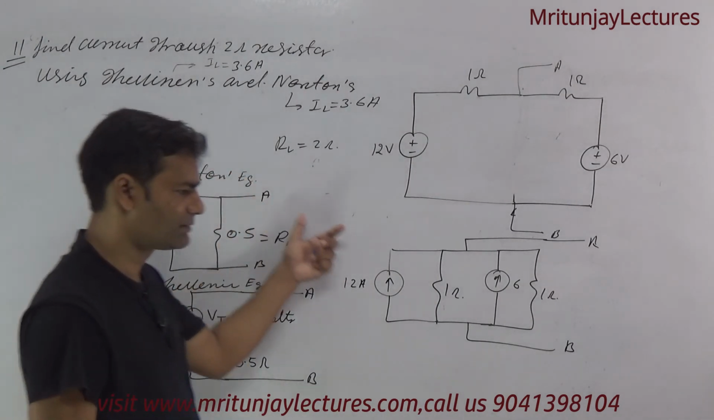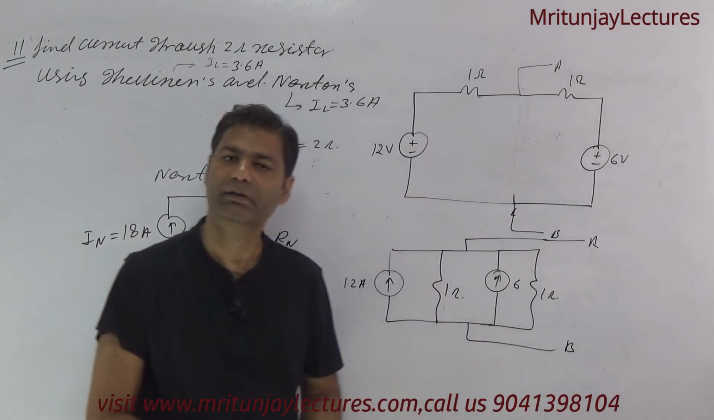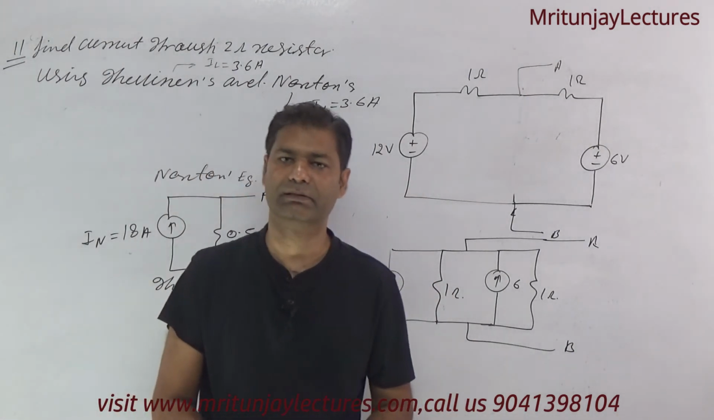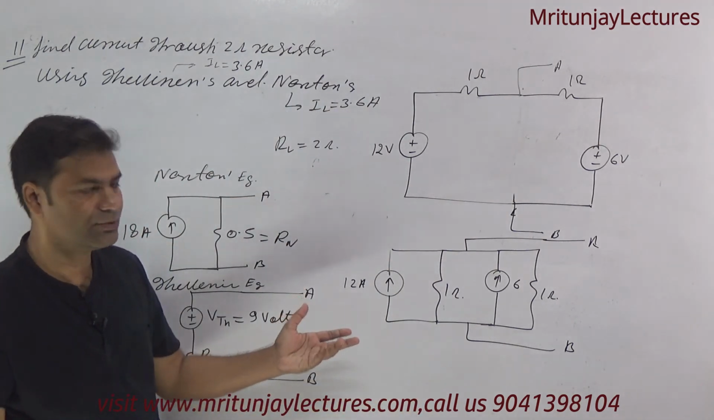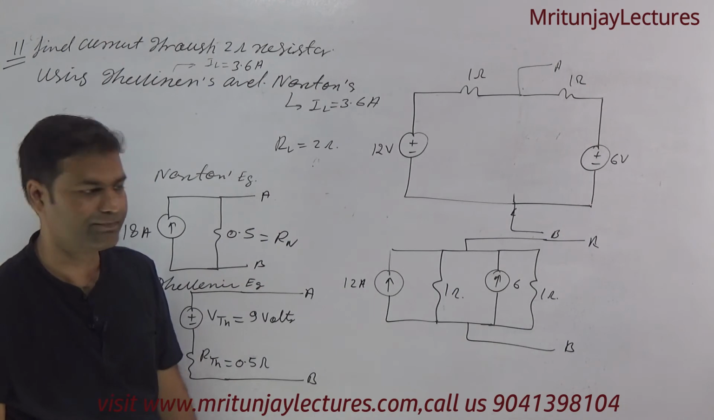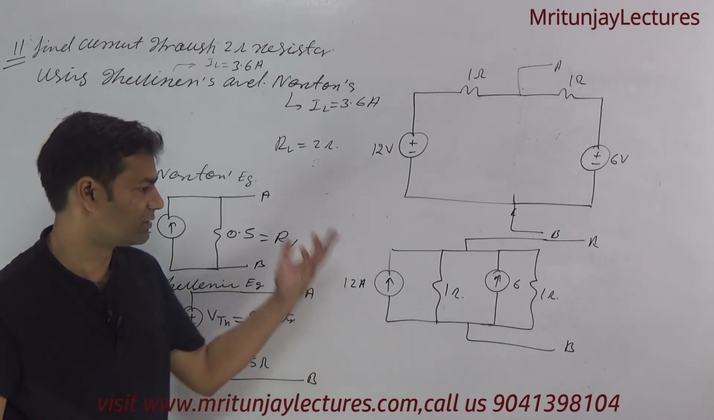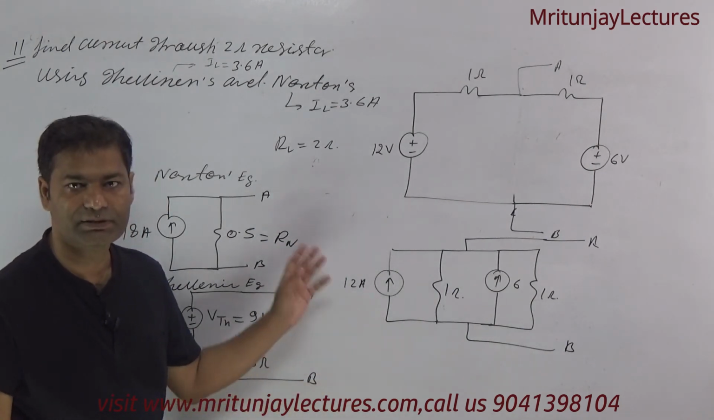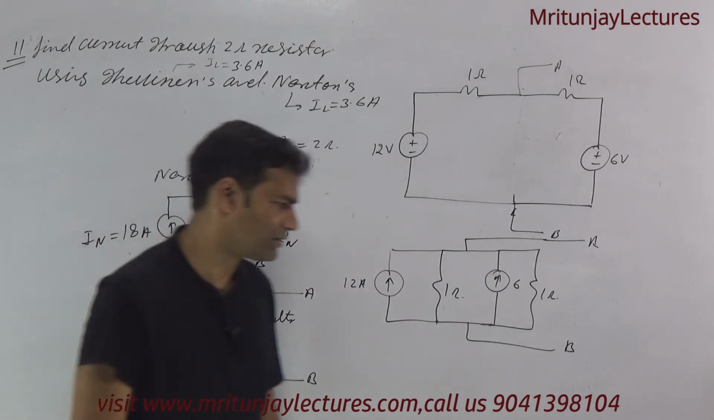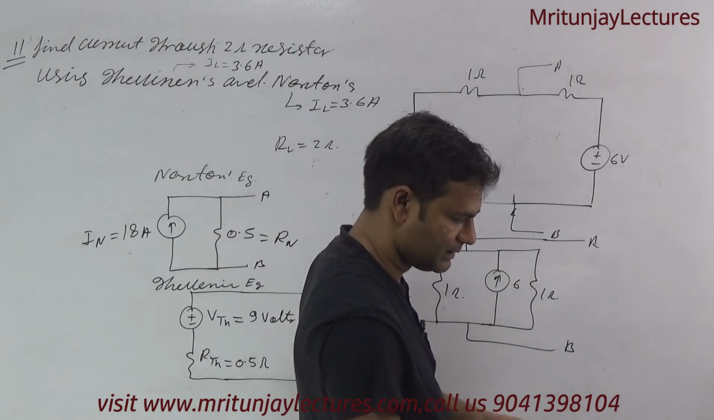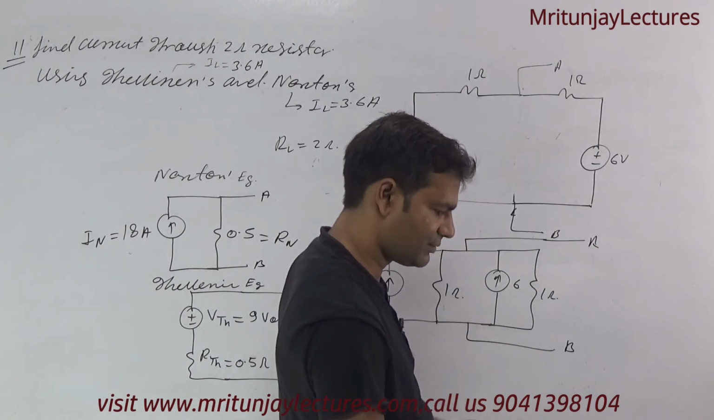And after that connect RL load and find current IL. If you follow this method, then only a few steps and you find the answer. Otherwise you follow the conventional method. Sometimes this method is very easy, sometimes very difficult. So clear or not? First of all make it, after that we will focus on another question.